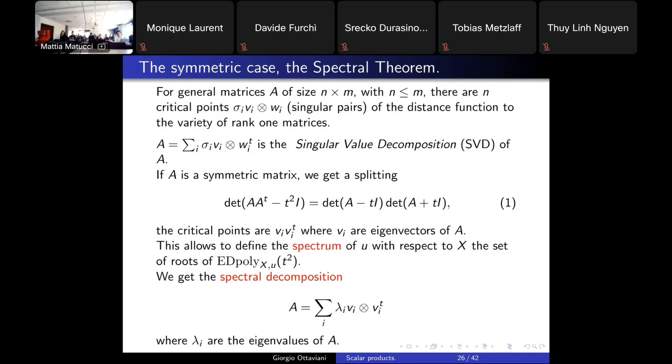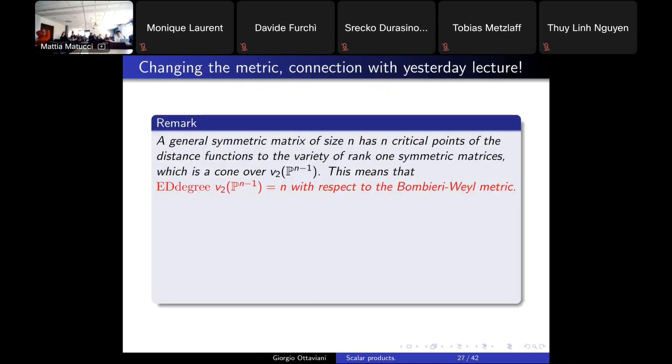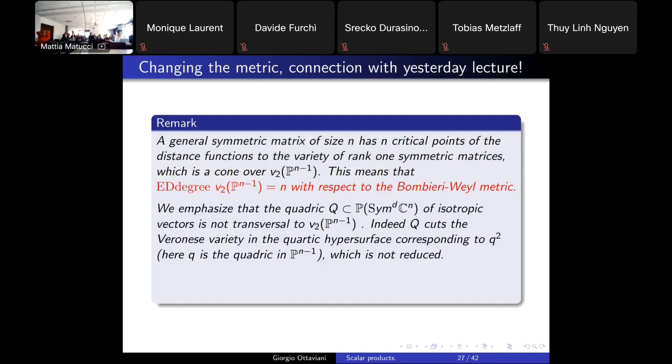Okay, indeed, I had the pointer that in slide 27 we have this phenomenon. So the ED degree here, what is this variety? Just rank 1 symmetric matrices. The ED degree is n with respect to the Bombieri-Weil metric. Now compute for a general quadric, another metric. How many critical points do you have?